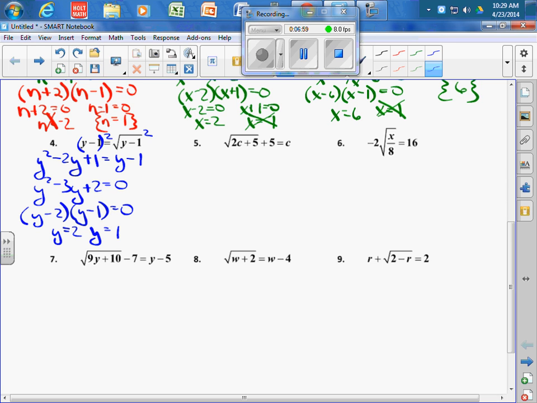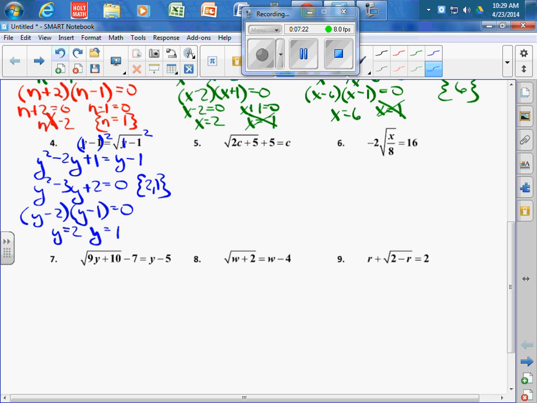Well, when I put the 2 in here, 2 minus 1 is 1. The square root of 1 is 1. That one checks out. When I put the 1 here, I get 1 minus 1 is 0. The square root of 0 is 0. So in this case, they both work. Your answers are 2 and 1.